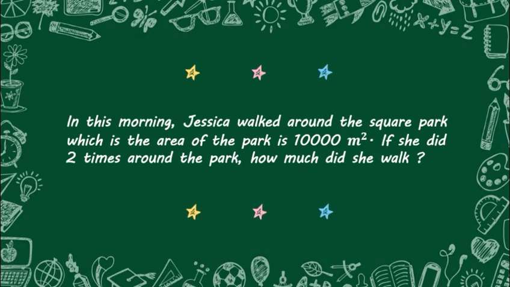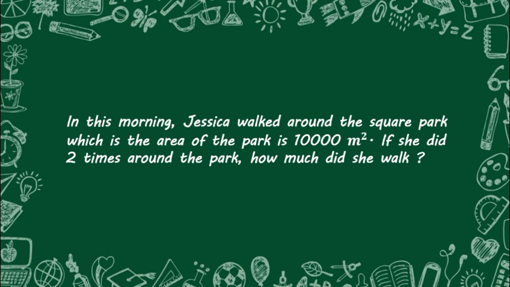I think it's time to practice the lesson and solve the problem. This morning, Jessica walked around a square park, where the area of the park is 10,000 square meters. If she went 2 times around the park, how much did she walk?